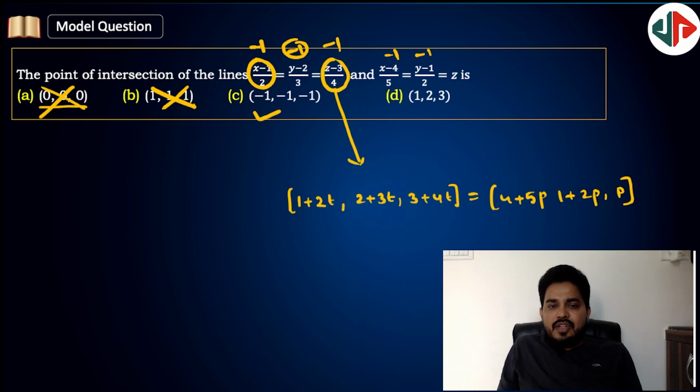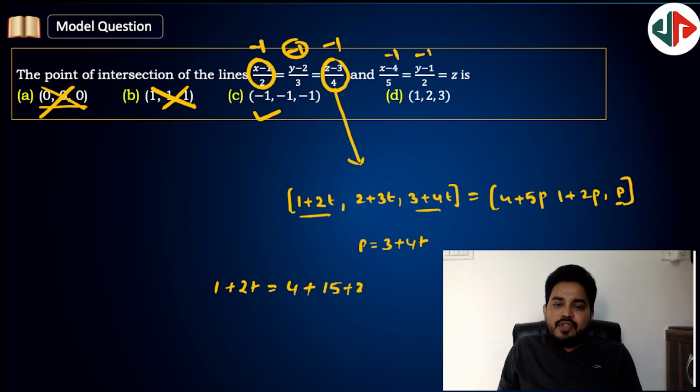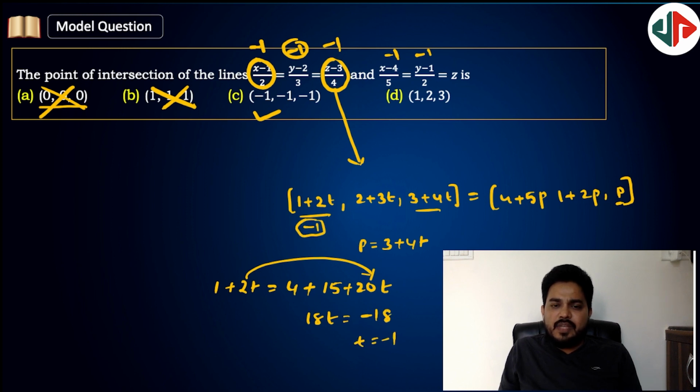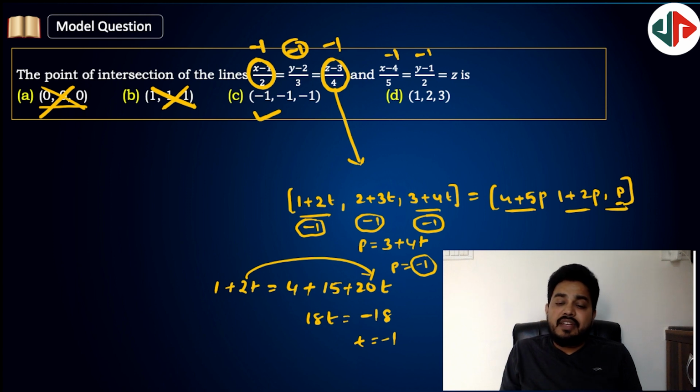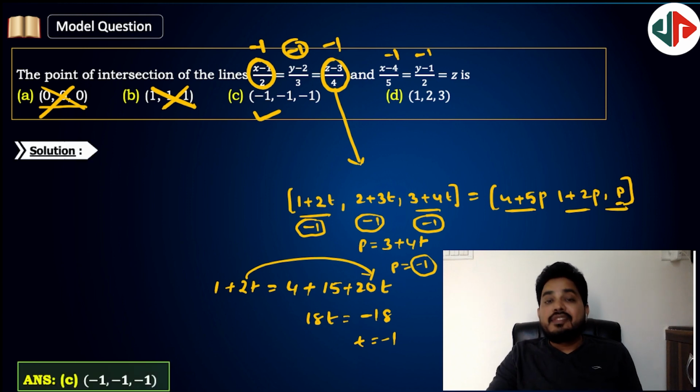This is the answer. So what you write? P is equal to 3 plus 4t. Next you take it as 1 plus 2t is equal to 4 plus 5p. 15 plus 5, 4 is 20t. This will be transferred this side. 18t is equal to minus 18. So t is equal to minus 1. Substitute t is equal to minus 1. You will get minus 1 here, minus 1 here, minus 1 here. So p is equal to minus 1. Substitute p is equal to minus 1. So this is the answer. One is a verification and one is the general normal method.